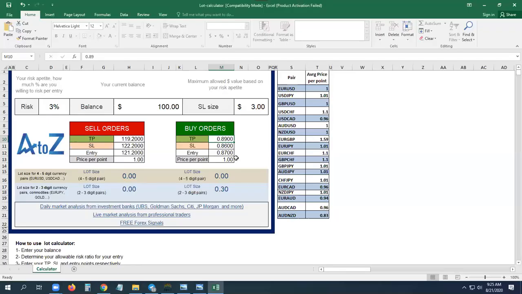So I want to say buy. I want my entry price to be here, because that's where I'm entering from. Do you see what it just did below here? It was saying lot size 0.3. But now when I put my entry as this, it's saying my lot size should be 0.01.